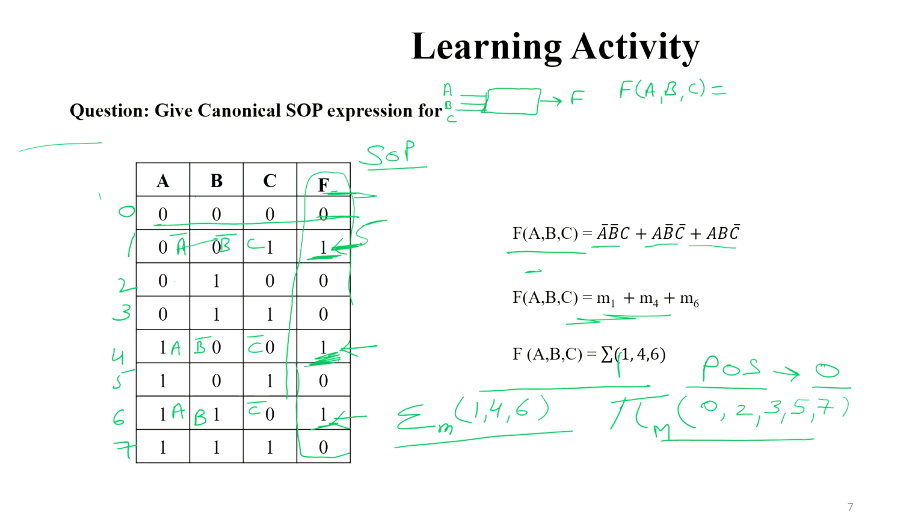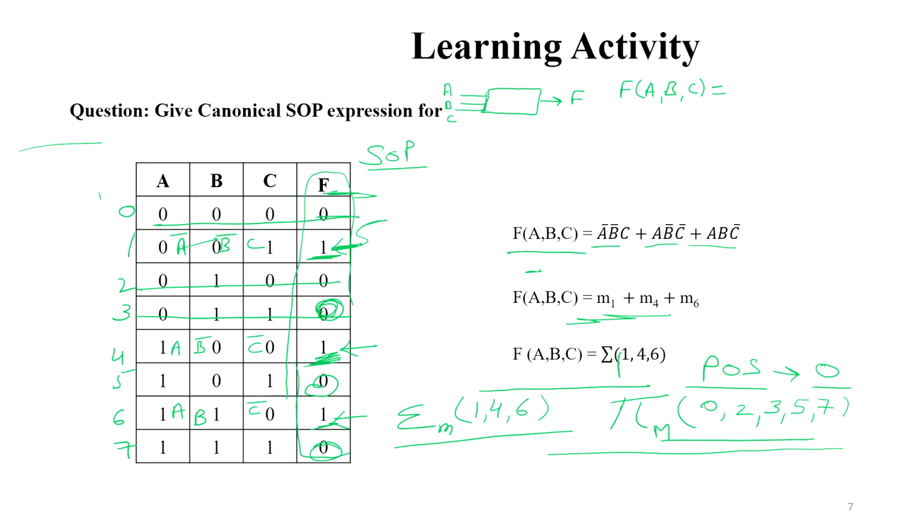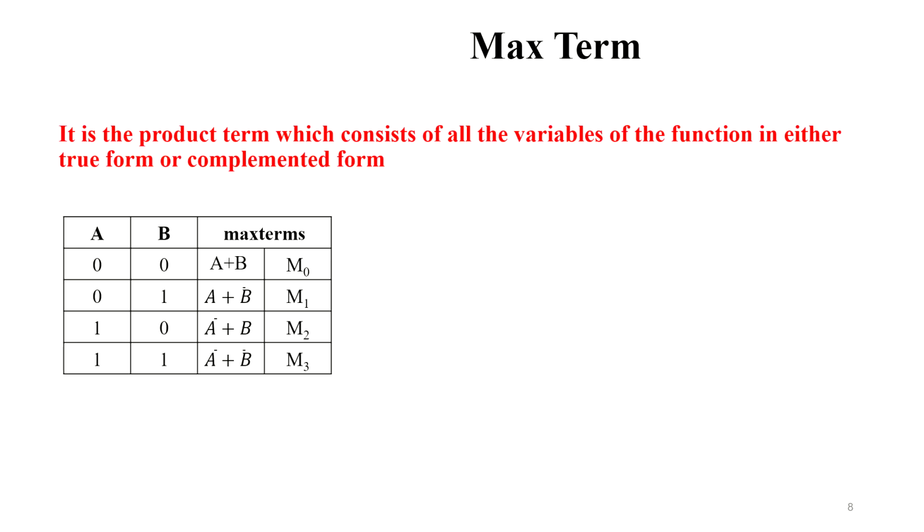See here, you have a 0 at position 0. At this position we have a 0, and at this position we have these zeros. You have to check the F value. This is a 0 at the 5th position, and this is a 0 at the 7th position. So two forms are there, SOP and POS. In SOP you see where you have the ones. For POS you see where you have the zeros. Simple.